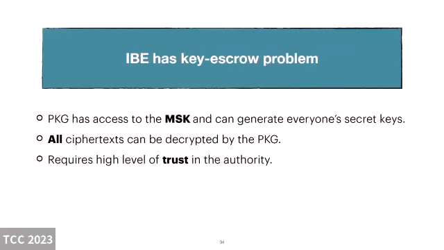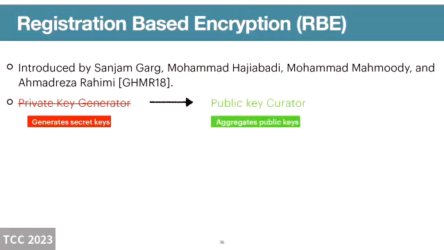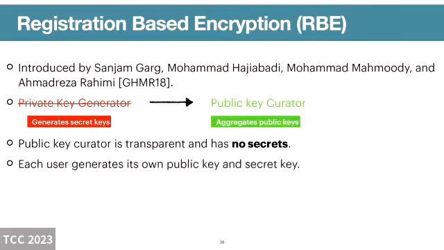to a third party. So that's why registration-based encryption was proposed. It was introduced by Garg, Hajiabadi, Mahmoody, and Rahimi in 2018 to address the key escrow problem of IBE. In registration-based encryption, the private key generator who generates secret keys is replaced with a public key curator who aggregates public keys. This public key curator is totally transparent and has no secrets. Also, all of the users generate their own secret keys and public keys.